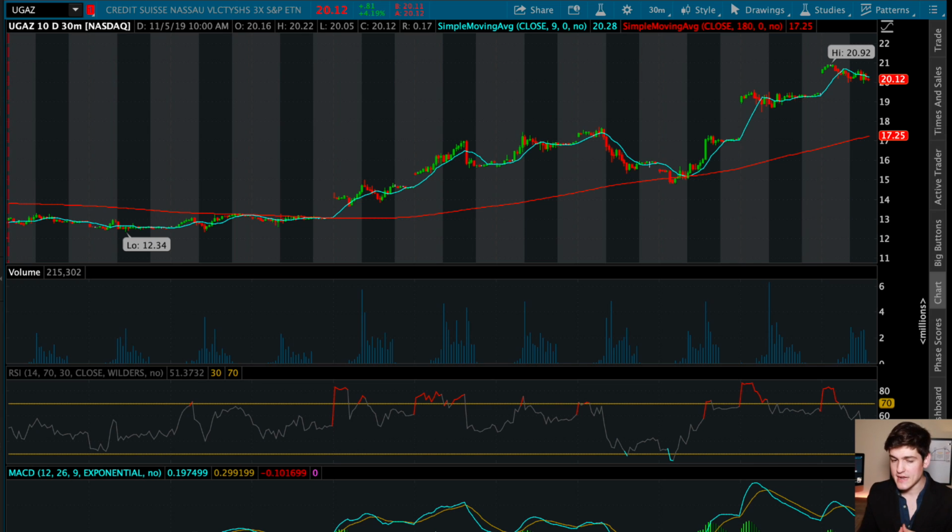For example, when looking at the last 10 days, we can see UGAZ broke into an upward direction, grew in directional strength, tested a downward direction, rejected it, and then continued growing upward. This means UGAZ is currently in a clear upward direction.